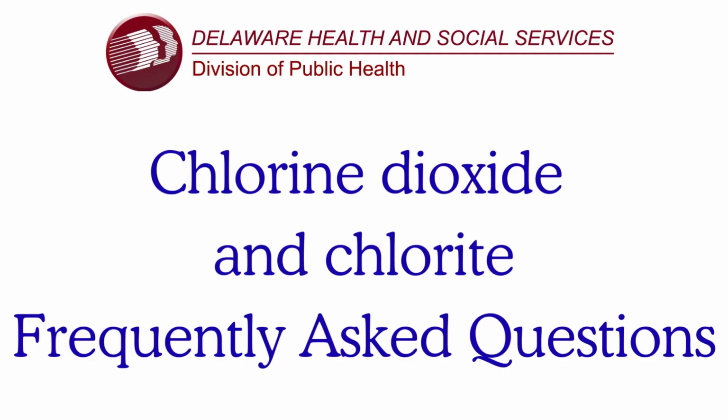Eye contact can occur by being in the air that chlorine dioxide and chlorite have contaminated. Employees of pulp and paper mills or water treatment plants can have a high exposure if they work where chlorine dioxide and chlorite are used as disinfectants.